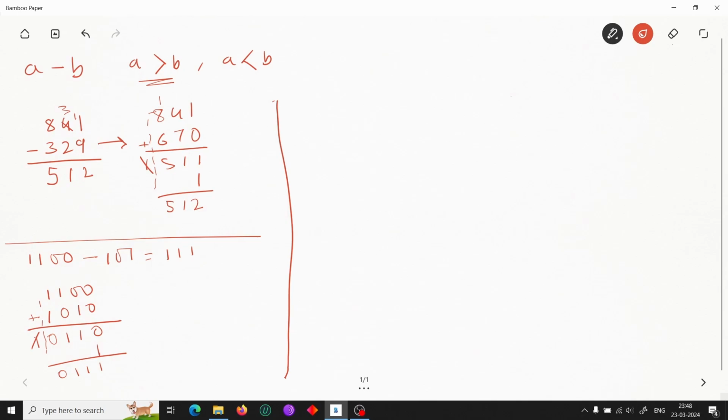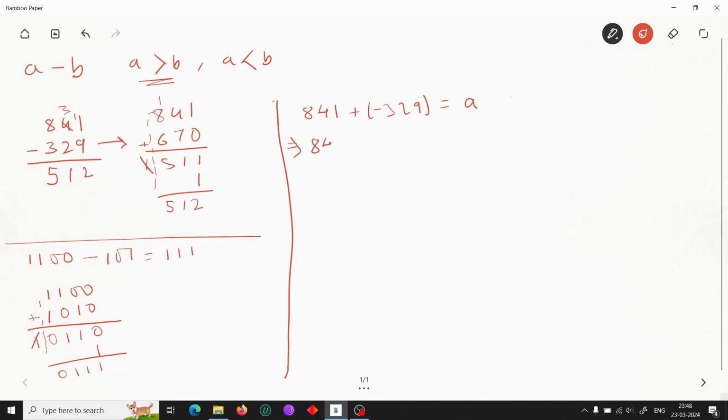Let's see how it actually works, or why it actually works. Now we can represent this subtraction as 841 plus minus 329, and that will give me an answer a. I'm assigning it to the variable right now. What we were doing in the complement process was adding 999 to it. Remember the number line that I showed you in the beginning. So let's write that down.